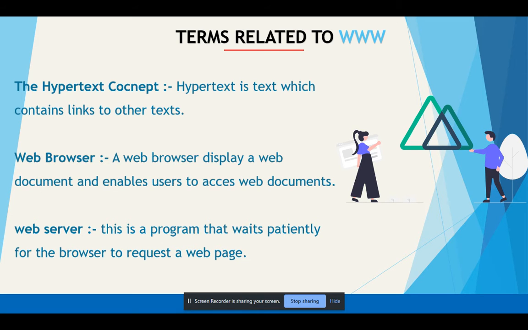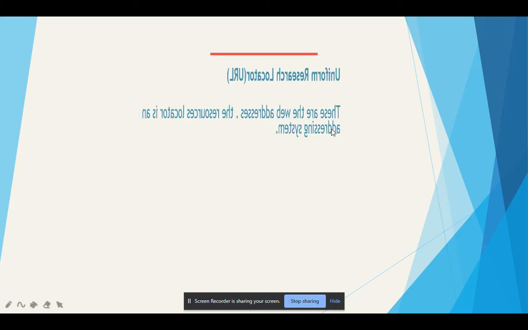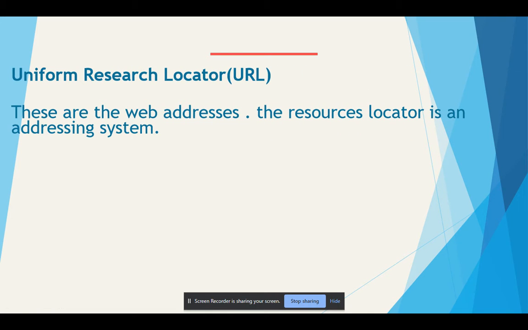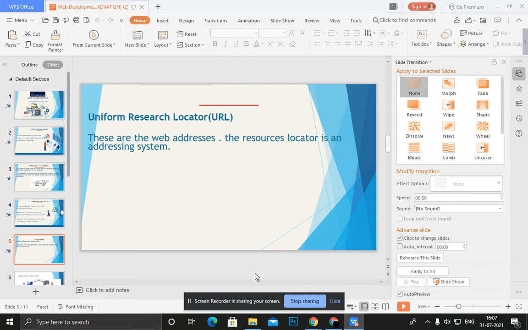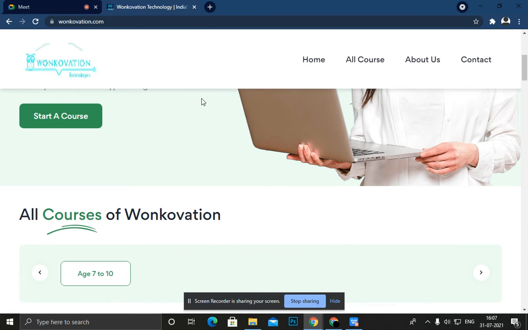Now let's move to our URL part. So what is a URL? URL stands for Uniform Resource Locator. These are the web addresses, the resource locating addressing system. This part is related to technical things so that I can give you an overview. So just go to my browser. Here you see this is https://www.wonkovision.com.